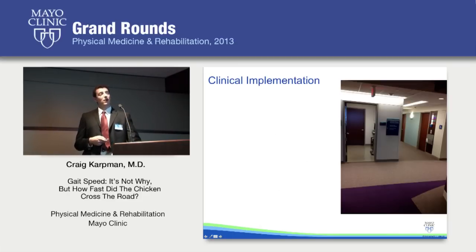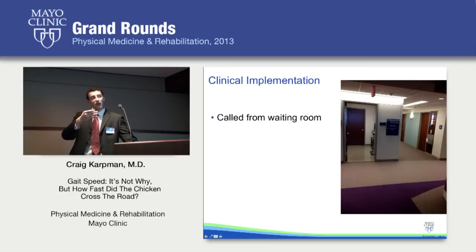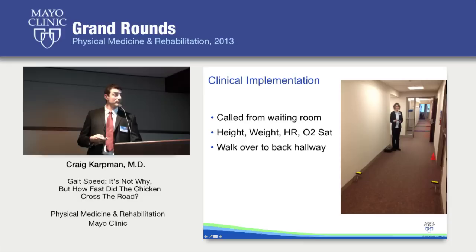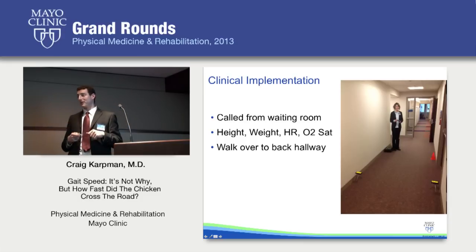And as far as the clinical implementation part, this is right as you walk in from the waiting room into our department. We have a little room here where we do our weight, our height, our oxygen saturation measurement, our heart rate. The next step would be that the patient would be walked and roomed into their room in this corridor. But what we had the clinical assistant do was have the patient just walk over, drop off their belongings in this room, and keep walking down that hallway into the back hallway where we have our equipment all set up.